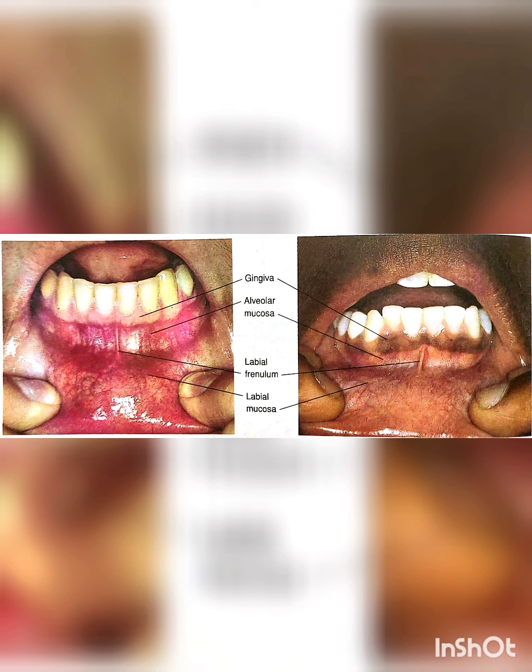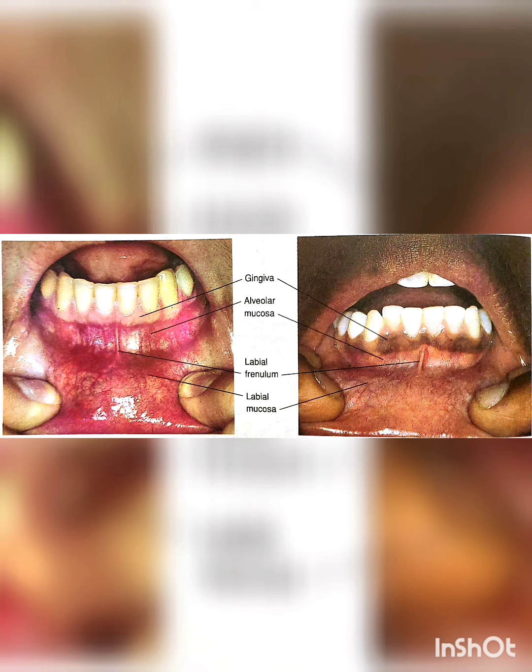The lips are the muscular folds that surround the entrance of the mouth. When open, the gums and the teeth are visible. The gingiva is firmly attached to the teeth and to the maxilla and mandible in which they are seated. In lighter skinned people, it's pale pink or coral pink, and in dark skinned people, it's patchy brown.